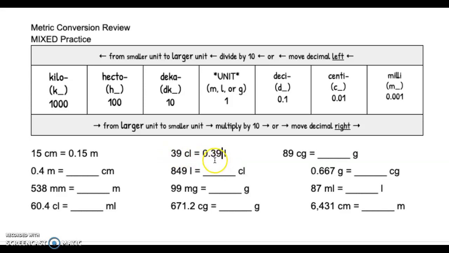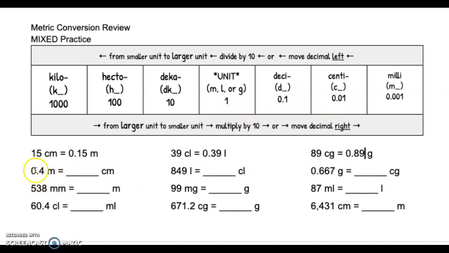A reminder that when we have a decimal point in front of a number, we like to put this 0 in front of it to draw attention to that decimal point. Here we have 89 centigrams to grams. We know by now that it's 2 places to the left, 0.89. Next row, 4 tenths of a meter to centimeters.